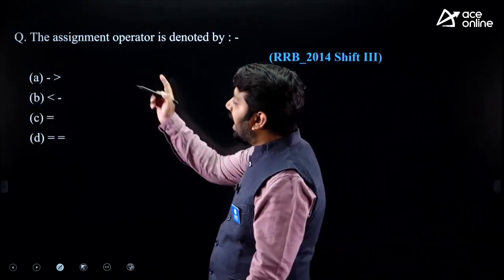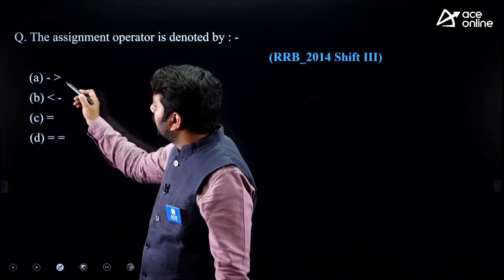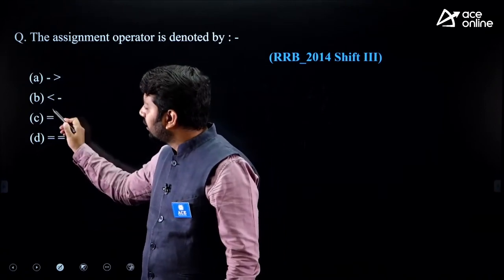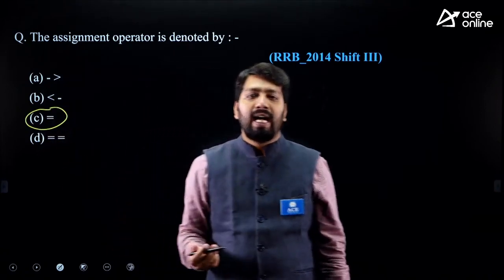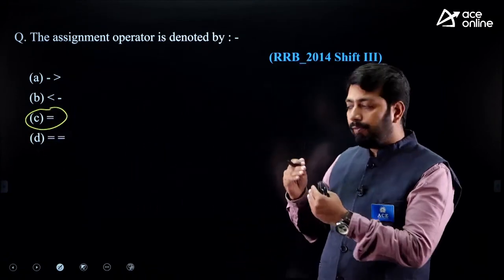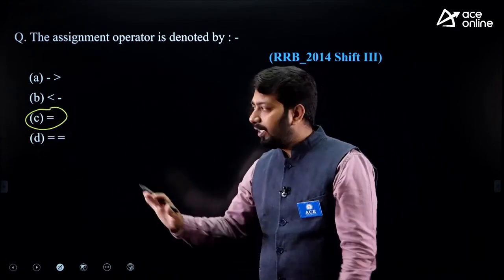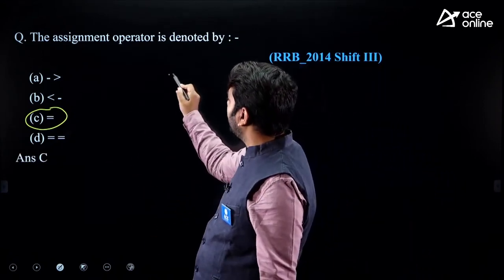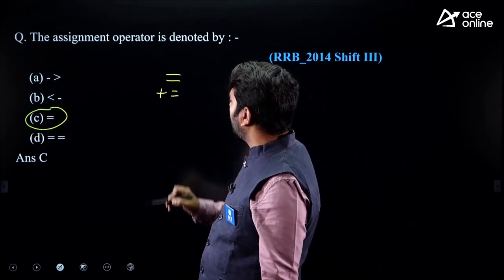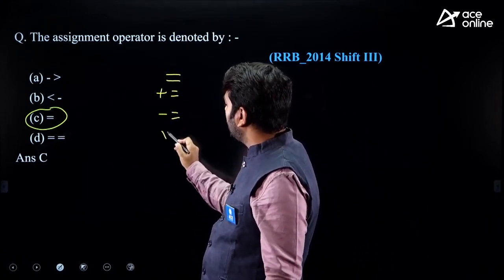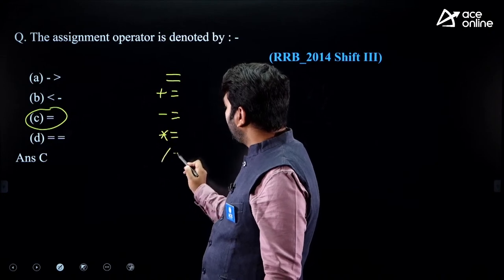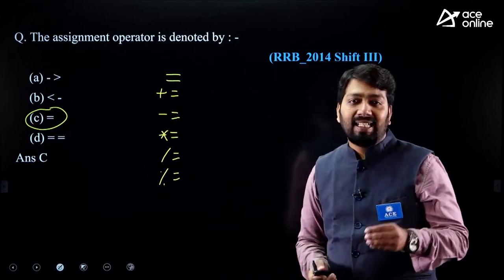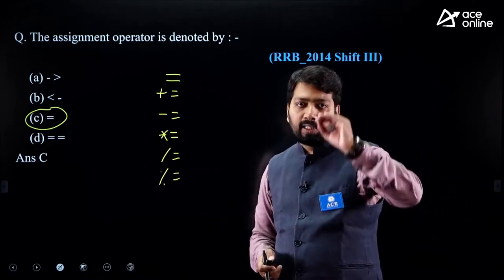Now, which one is the assignment operator? Which one is it? Tell me. Answer is equal to. Equal to is used to assign the value. It assigns the right hand value into the left hand variable. Fine. So there are some more assignment operators. First is equal to, then plus equal to, then minus equal to, then multiply equal to, divide equal to, mod equal to, etc. There are so many assignment operators and it has the second lowest priority among all the operators.